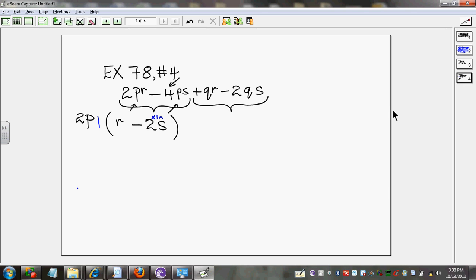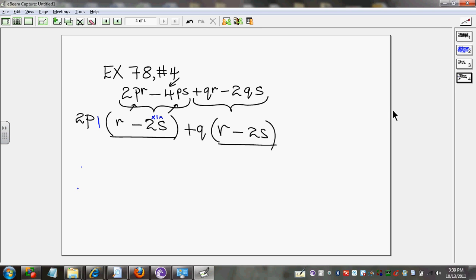And then now we come and we do the next part. But we have to end up with, in the second factorization, the same thing in the first brackets. It must end up in the second set of brackets when we do the factorization of the second pair. So we're going to end up with r minus 2s if we do this correctly. Now how are we going to end up with r minus 2s? We have to determine what we're going to take out here. And if we take out positive q, we'll end up with r minus 2s. So we'll take out positive q.